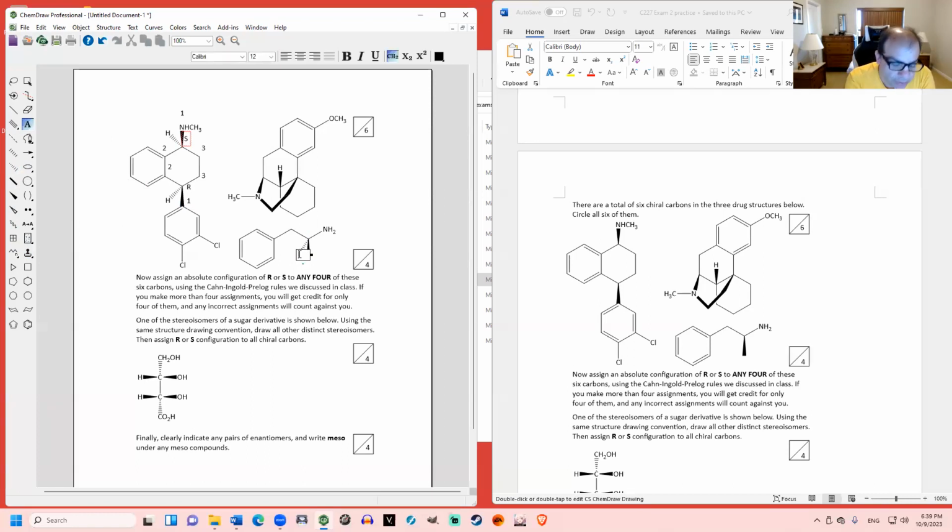This one also has the H in back. So the first priority group is going to be the nitrogen. The next one is going to be the CH2. And the third priority will be the CH3. So 1, 2, 3, that looks like a left turn. So I think this carbon is S.